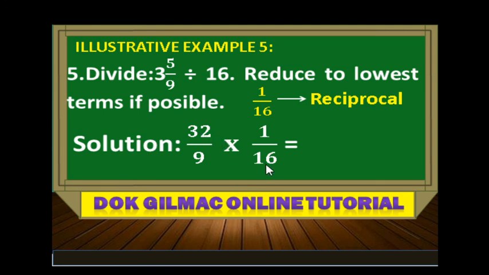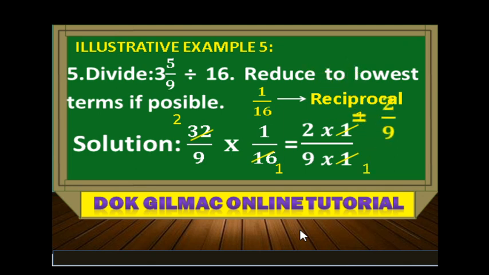16 is the common factor of 16 and 32. So we can cancel out their common factor. 32 divided by 16 is 2. 16 divided by 16 is 1. So we have 2 times 1 over 9 times 1. So this is just equal to 2 over 9.